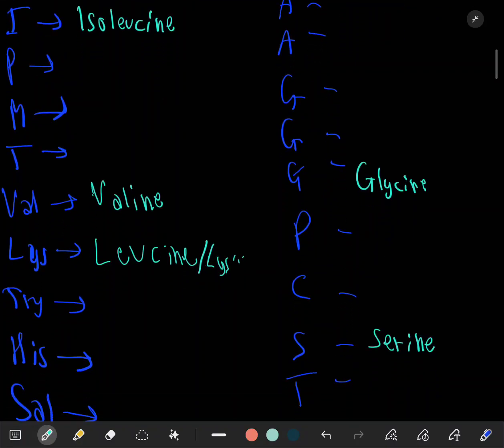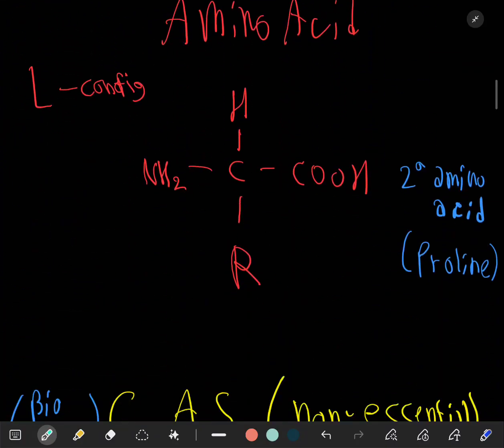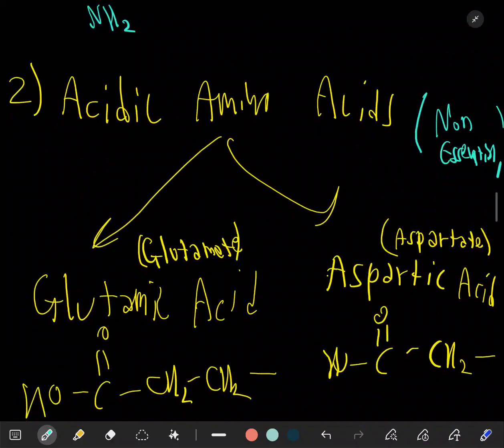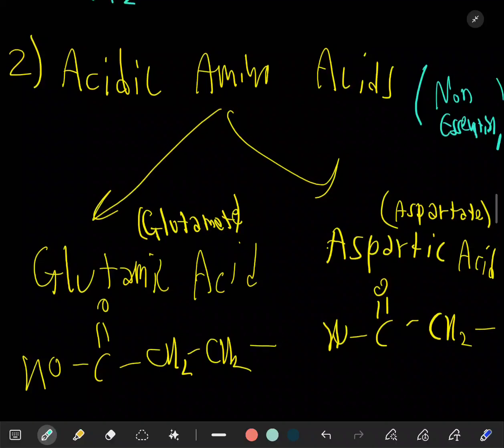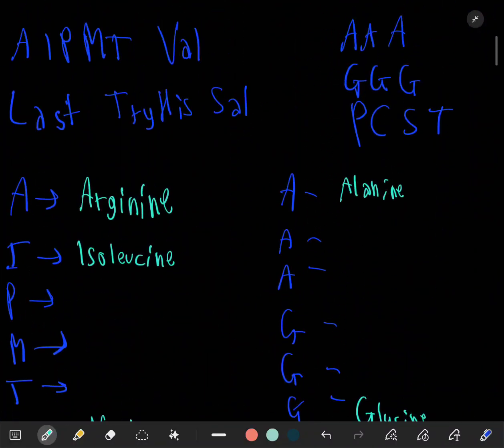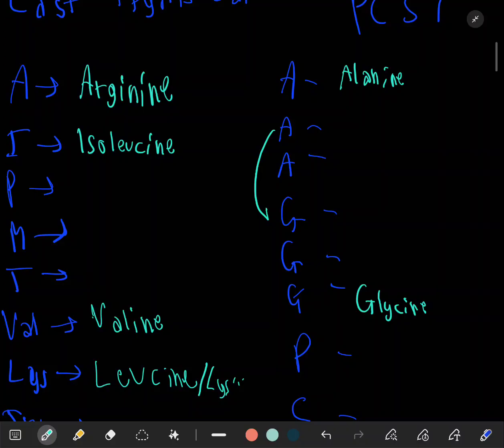It will come back for the lysine. Arginine is done. Then let's continue filling, we will find the error later. Then there is glutamic acid and aspartic acid, so glutamate and aspartate. These are non-essential. So now you guys can see the pairing.